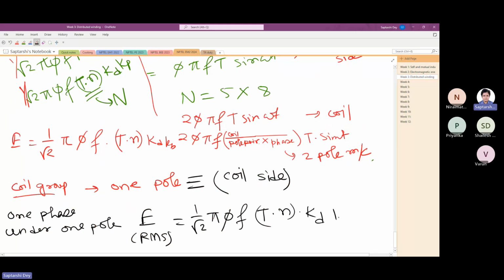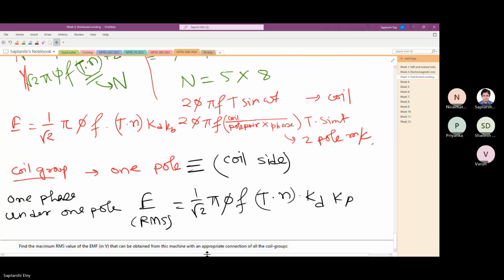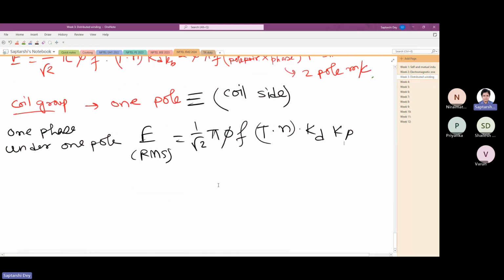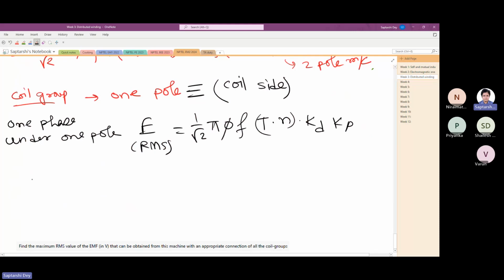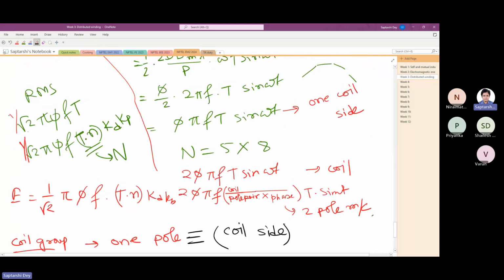into kd into kp, where n here in this case will be, just refer to some textbook and find out what are the standard terminology, standard notation for this n and all. The n that we are writing here is the coil side per phase per pole. Confusion came because here I multiplied with root 2, it should be 1 by root 2. Now it's matching, everything is matching now.